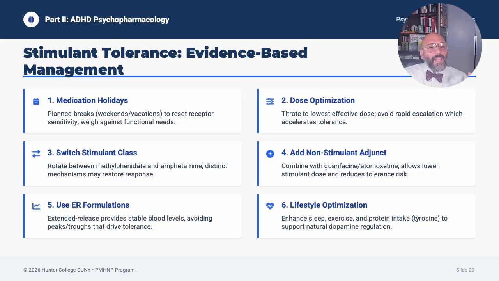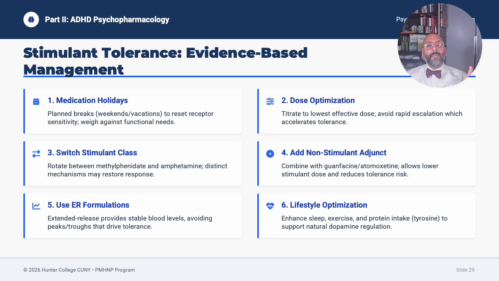So medication holidays, which are planned breaks, usually weekends or school vacations, can allow for partial receptor sensitization. Now, this is not appropriate for every patient, and you'll always weigh functional needs, emotional regulation, and safety. But for some children, weekends off are reasonable. For others, continuous coverage is necessary, but that's an individualized decision. And the stimulants can be stopped without titrating, so those are okay. In fact, when they first came to market, they used to tell them in the beginning, only take this on school days, etc. Now we've gone to everyday dosing as the standard.